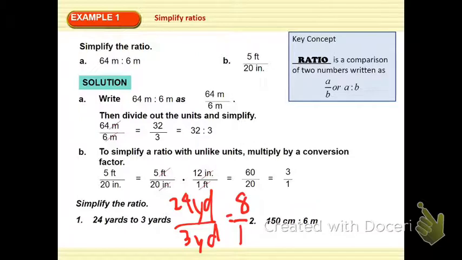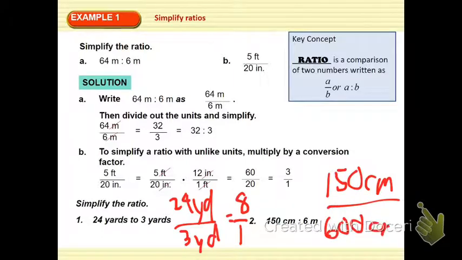Okay, then we've got the centimeters there. I think it'd probably be easier to convert to centimeters. Whether you convert the meters to centimeters or the centimeters to meters, you'll still end up with the same ratio. How many centimeters in a meter? 100. So what does this 6 meters become? 600. Right. So it's 150 centimeters over 600 centimeters, which is going to be 1 over 4. Right?